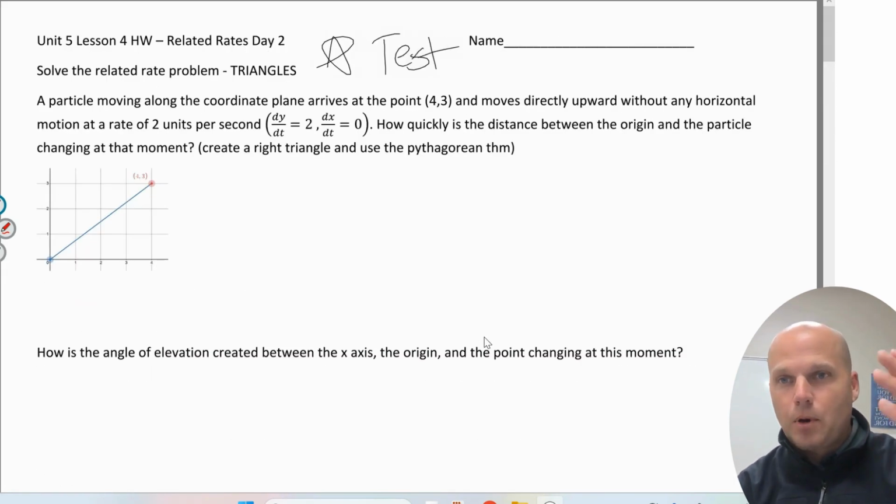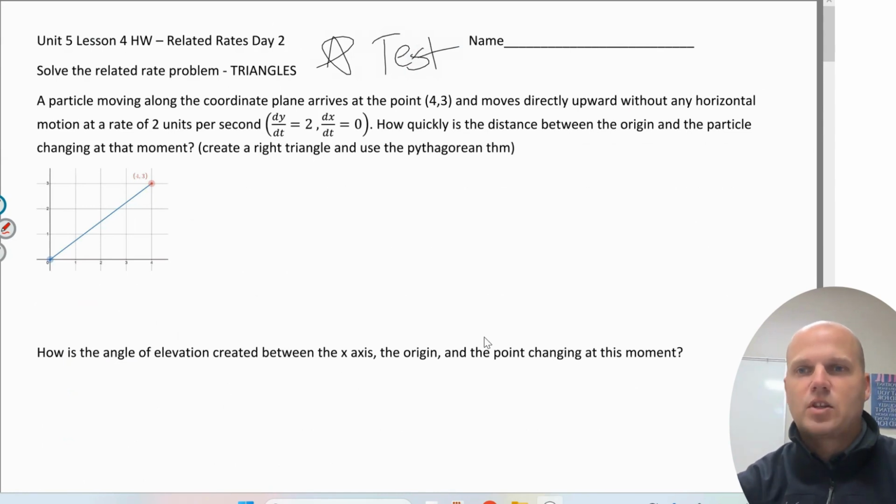So we got a particle moving along the coordinate plane, arrives at the point 4,3. It moves directly upward without any horizontal motion at a rate of 2 units per second. I am being nice, and I'm telling you, hey, dy dt is 2, whereas dx dt is 0. So it's moving up. Its y distance is increasing. Its x distance is neither increasing nor decreasing. How quickly is the distance between the origin and the particle changing at that moment?